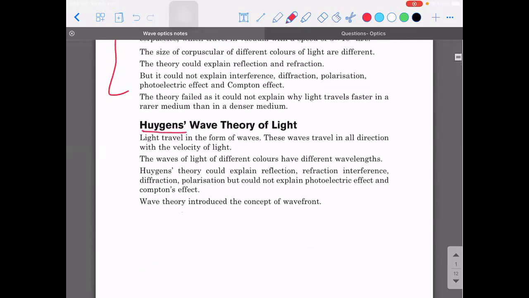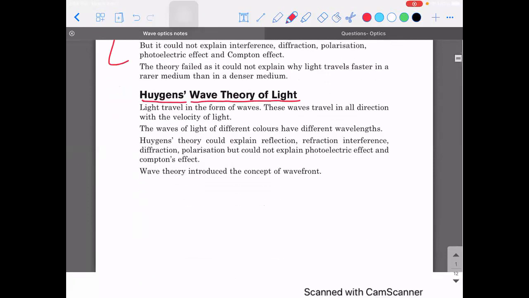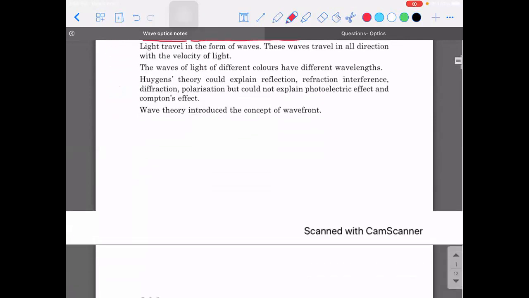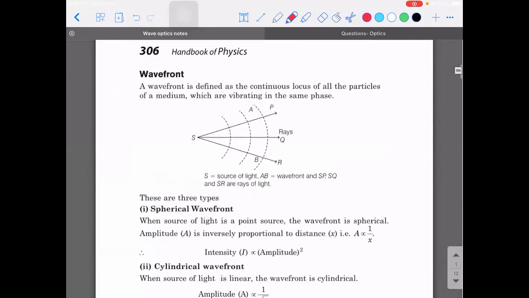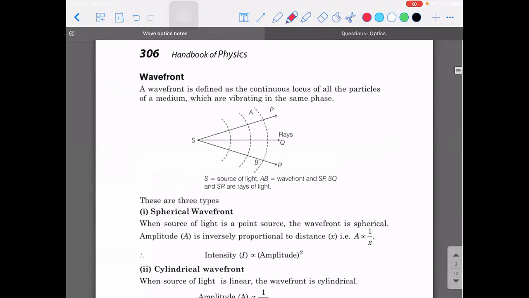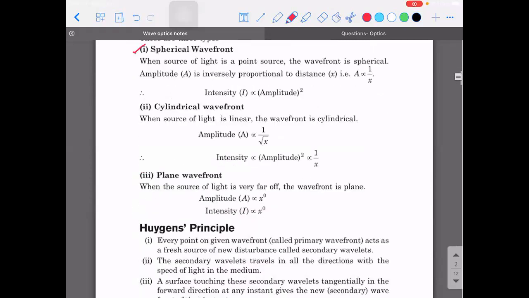But Huygens was the scientist who proved the wave theory of light. He was the one who contradicted Newton, saying that light is not a particle, rather it is a wave, right? Then he came up with the concept of wavefront. A wavefront is nothing but a continuous locus of all the particles of the medium which are vibrating in the same phase. There are different kinds of wavefront that we know: spherical, cylindrical, and plane.